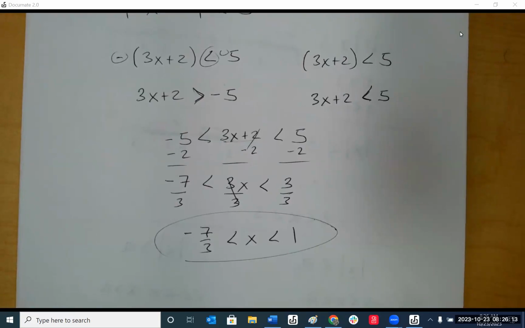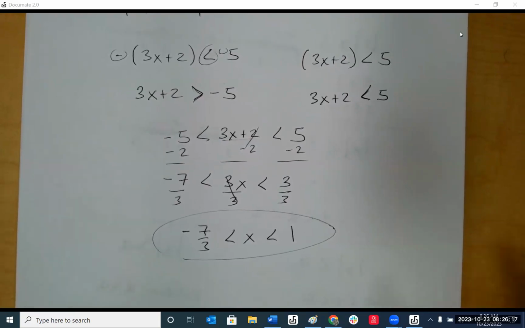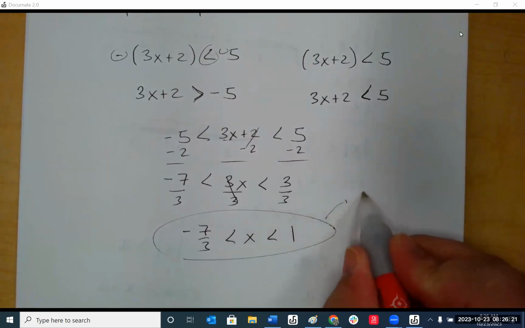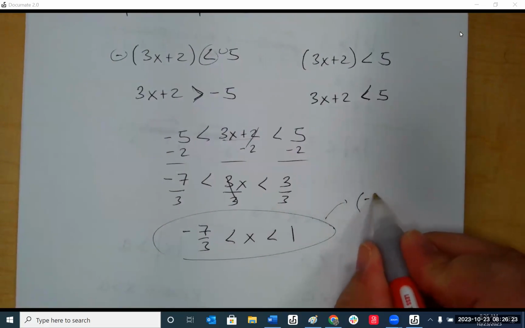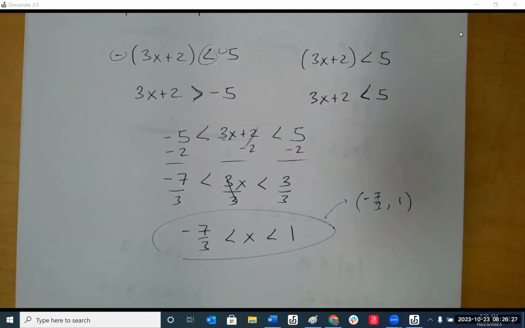And you still have to remember how to convert to set notation and graphing. In set notation, since it's an inequality, it's not equal to, so it goes from negative 7 over 3 to 1.